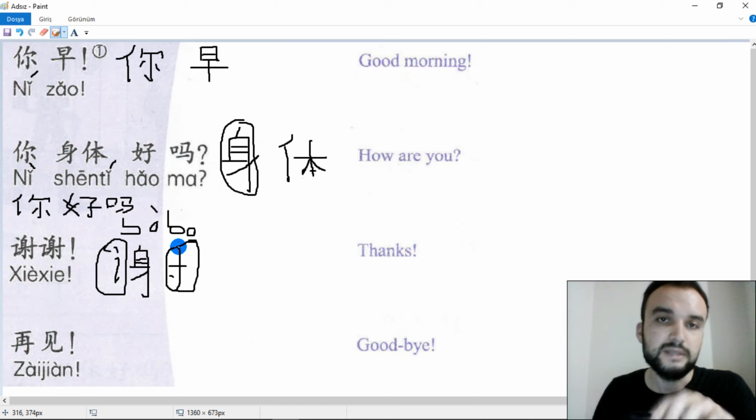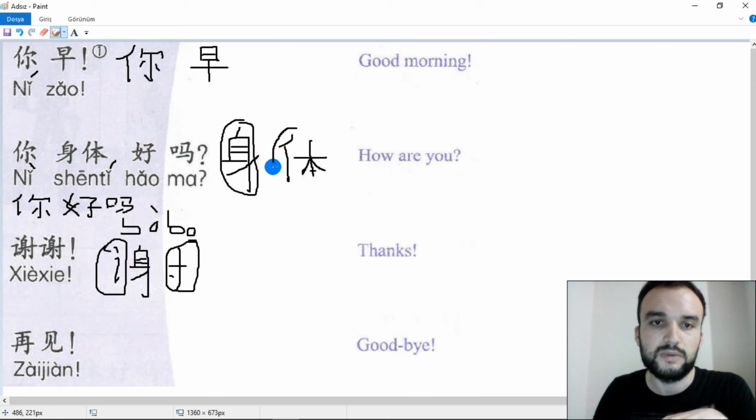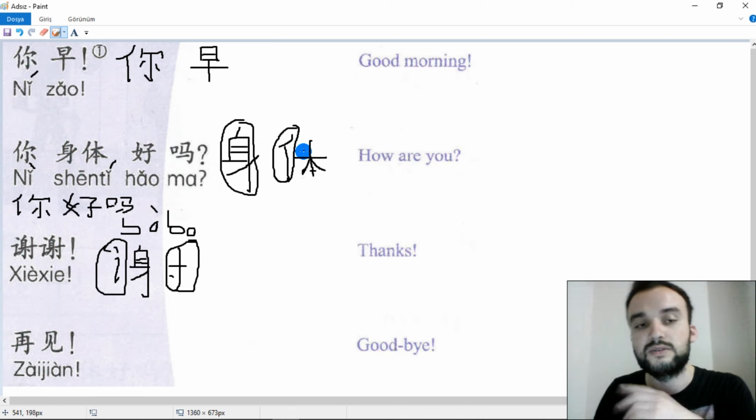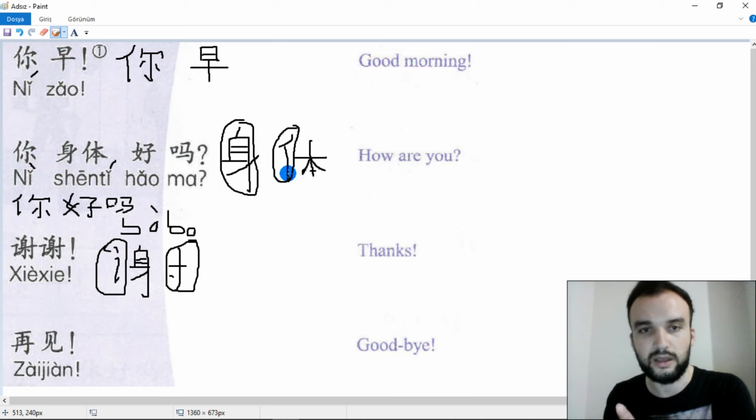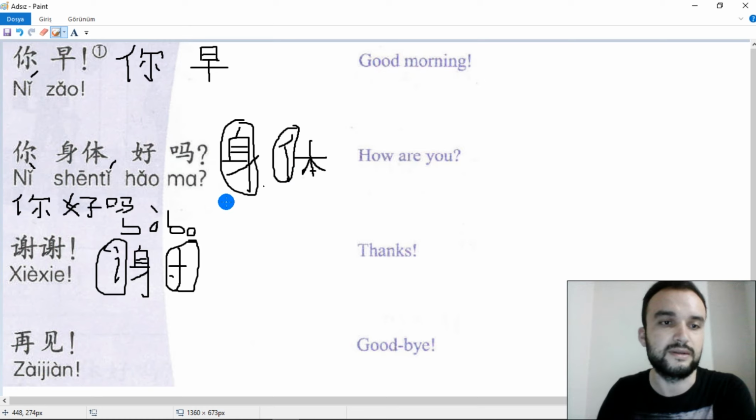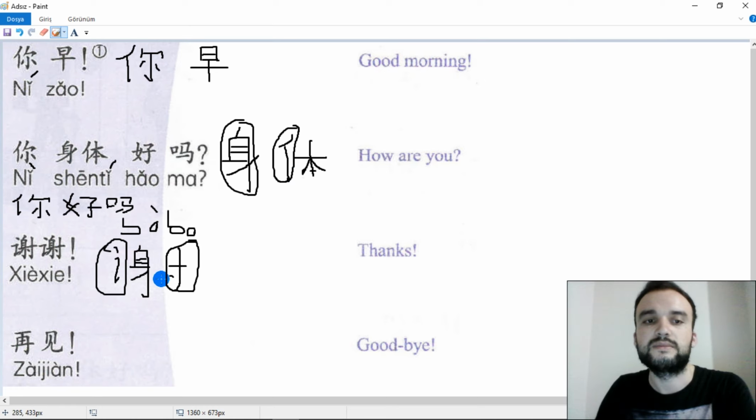So please, when you are studying characters, look at the character in this way. For example, here also T and T, this part is the same with me, and this character we will see in different characters also. So when you learn a new character, look at it separately. Is there a character I learned before? So it makes your work easier. And xiexie means thank you. We learned that now.